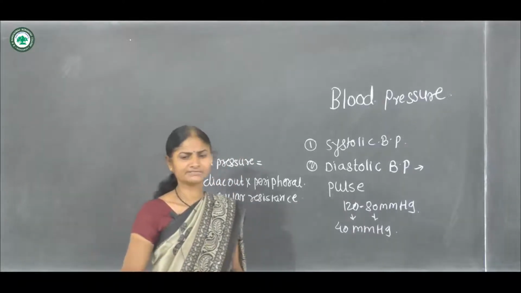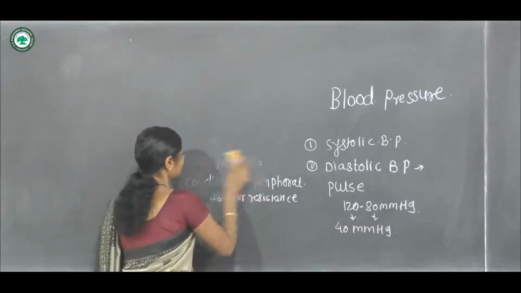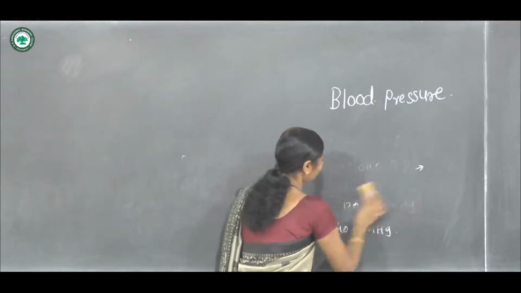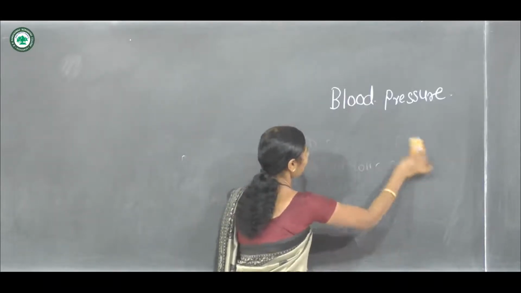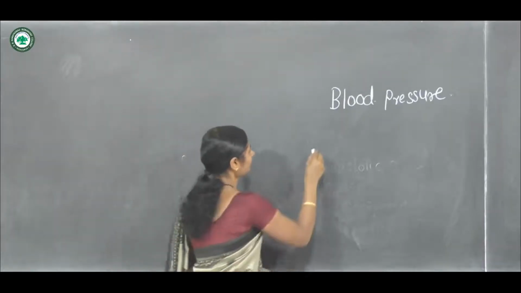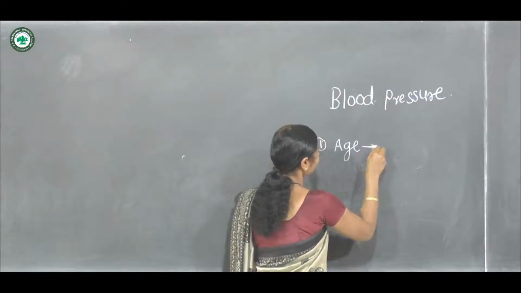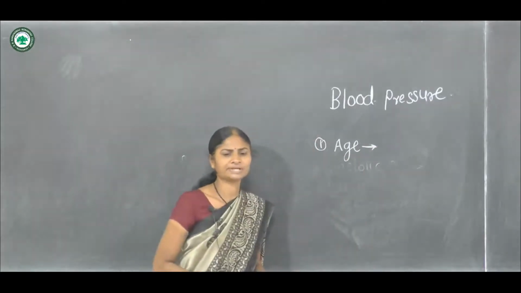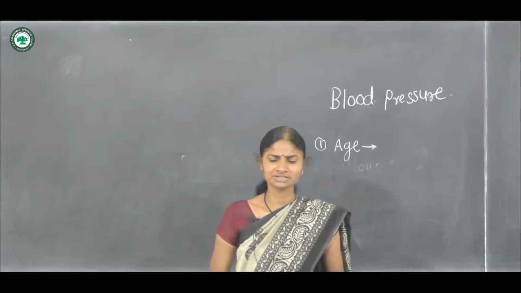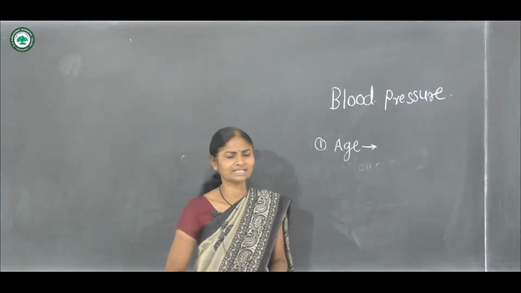Next point is factors affecting the blood pressure. Different factors affect the blood pressure. First factor is age. In different age groups, different blood pressures are present. Blood pressure varies throughout the age. As age increases, blood pressure also increases.